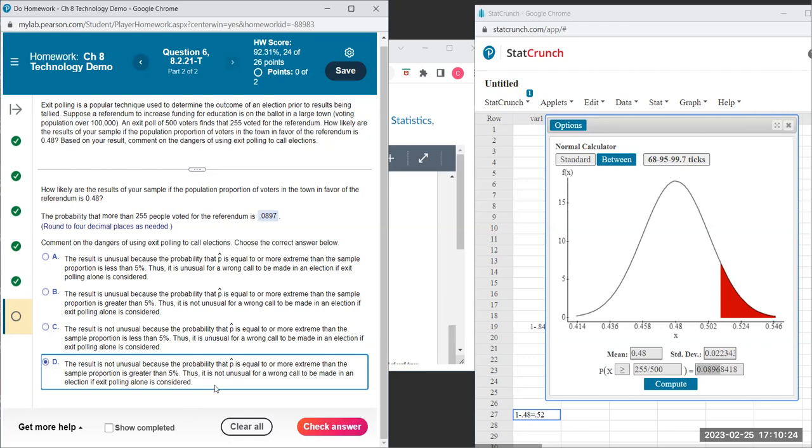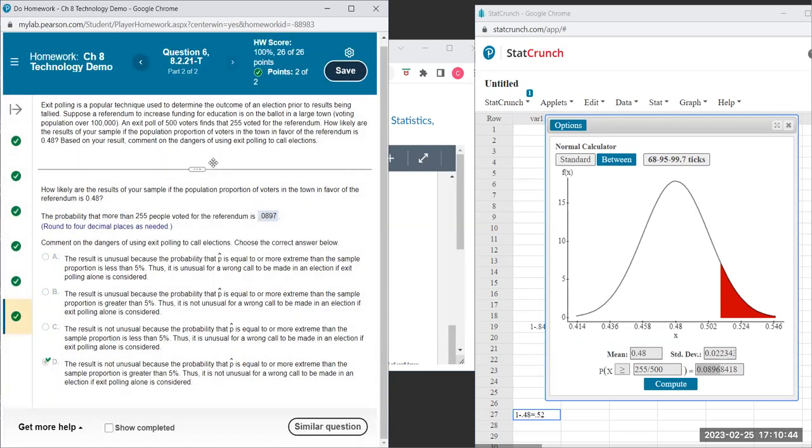Thus, it is not unusual for a wrong call to be made in an election if exit polling alone is considered. So this is what they thought was going to represent the population, but the chance of getting that type of results is still pretty low. So that's not a reliable method. It could be that people didn't feel comfortable giving their true opinion, especially if it's something that's controversial. Okay, so that concludes the demo for chapter 8.